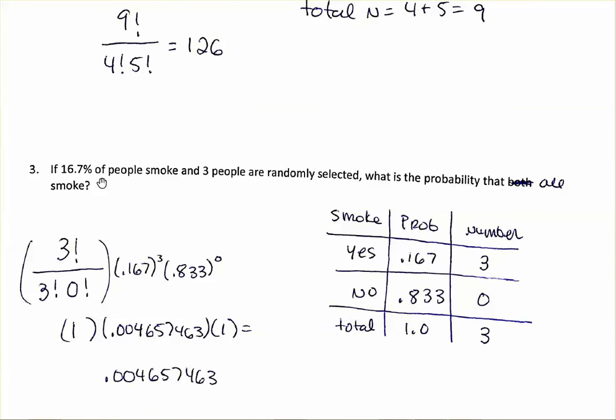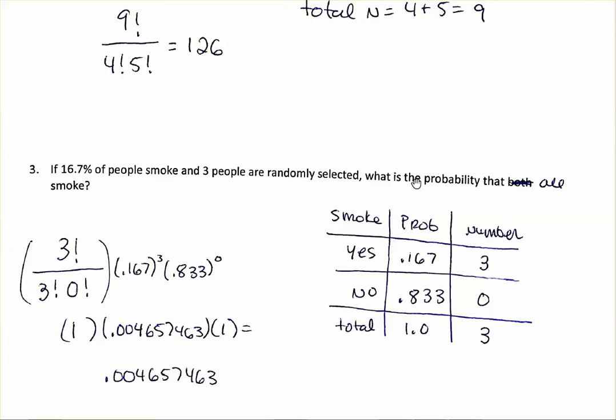Okay, if 16.7% of people smoke and 3 people are randomly selected, what is the probability that all smoke? We're not given a lot of information, and this is where the table becomes really important. Here's how we do our table: smoke, yes or no, and the probability. The probability they smoke is 0.167. So the probability they wouldn't smoke is 0.833, found by doing 1 minus 0.167, because remember these have to add to 1.